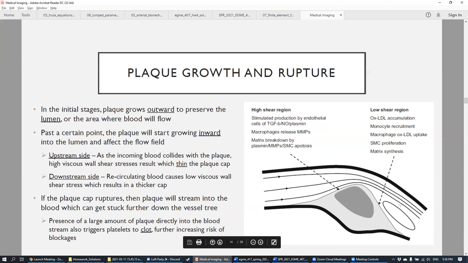Whereas on the downstream side, because we have this recirculation zone, you tend to have low wall shear stress, and that tends to have a thicker cap.